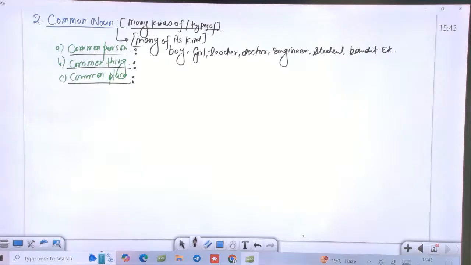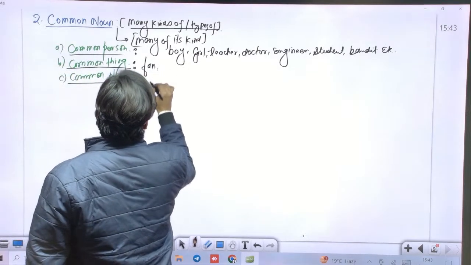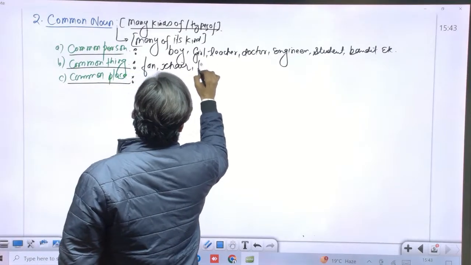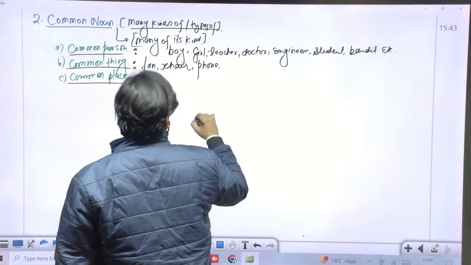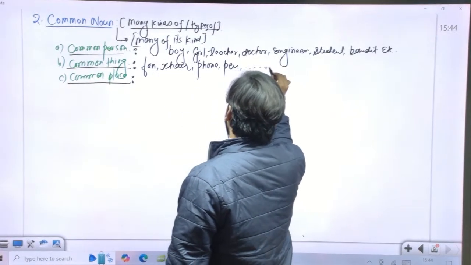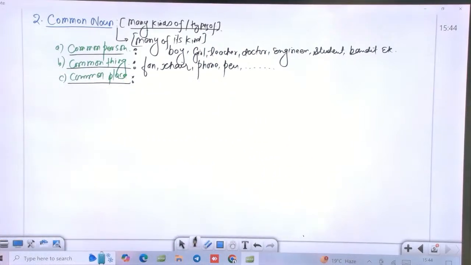But you can't see the things related to what? Proper noun. Common things like you can see so many fans in the class, right? Chair, phone, right? Pen, and so on. Bottle, glass.